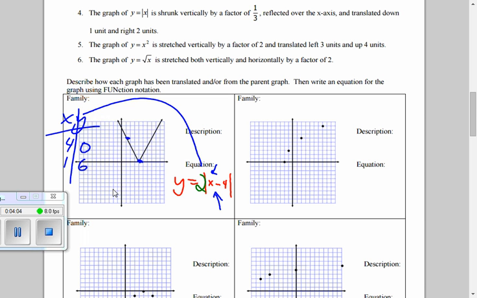Do you get how if I would have thought this was a 1/2 out here by accident, then my points wouldn't have been lining up? That's how you can check and make sure you did it right. Yes?